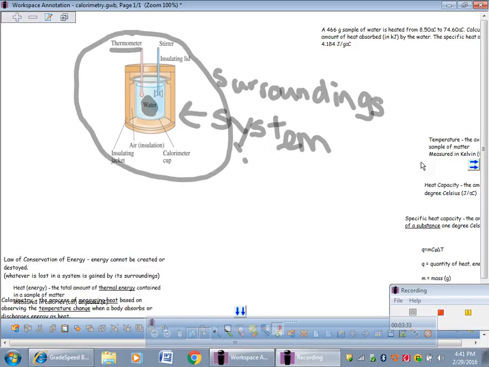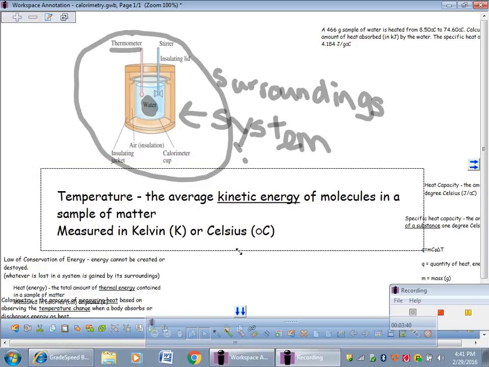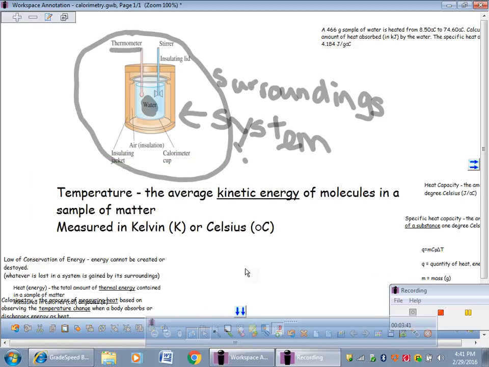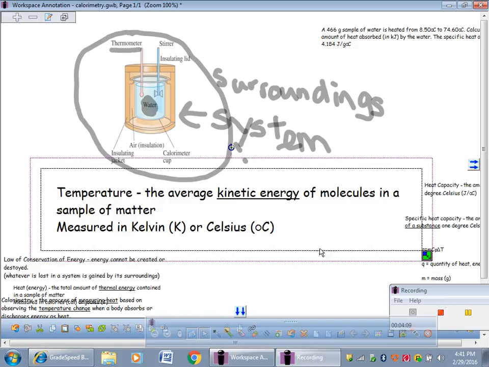All right, then we've got ourselves temperature. So temperature, remember when we talked about the temperature in gases, we used Kelvin because we wanted to talk about kinetic energy. Well, here we can use Kelvin or Celsius because we're looking at change in temperature, and Kelvin and Celsius degrees change by the same amount. So we can use either in these problems. So the temperature is the average kinetic energy of molecules in a sample of matter.